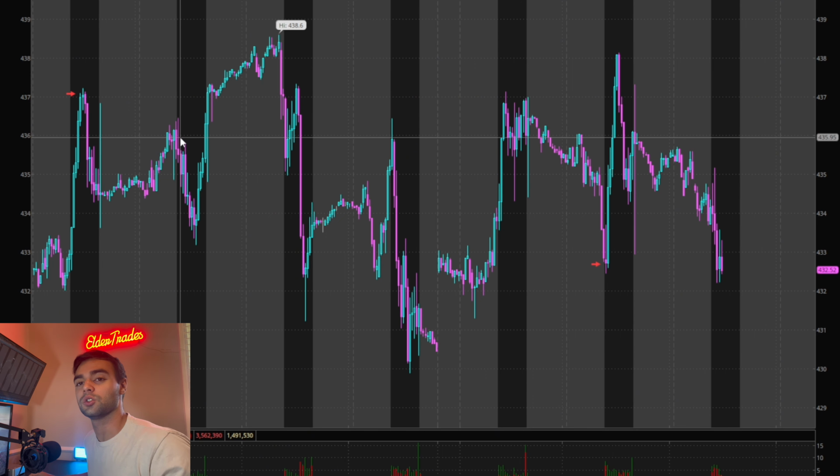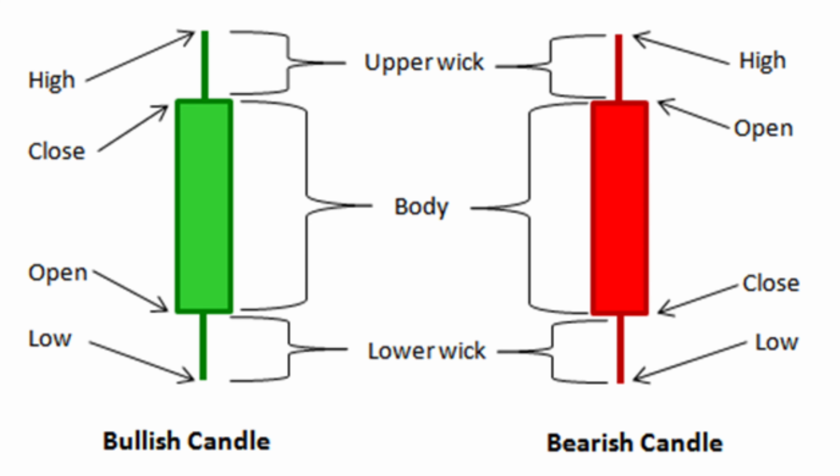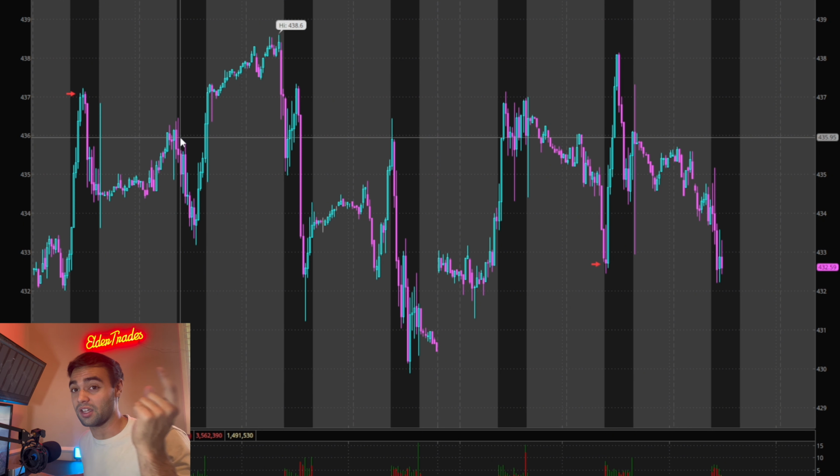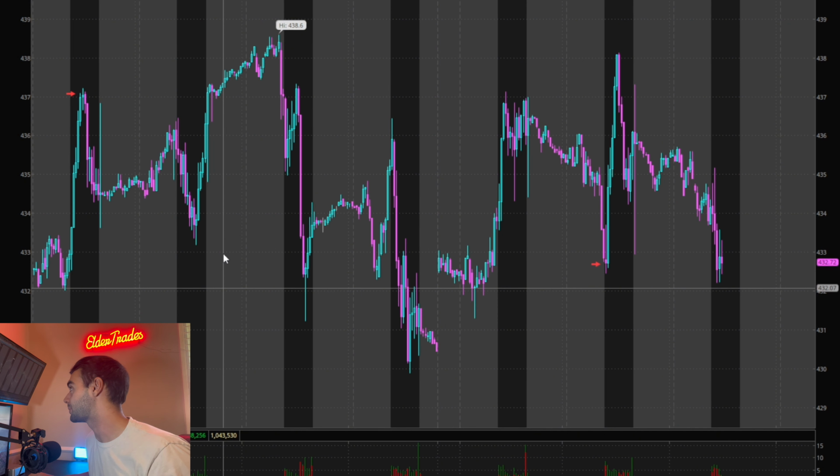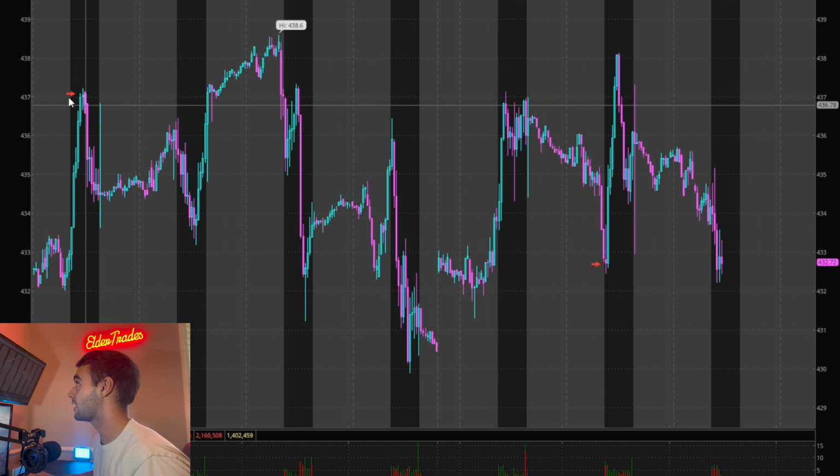What you need to do to learn how to draw supply and demand zones is one, know what a candle body and wick are. I'll put that on the screen right now. Two is you need to find a neutral candle, again on the screen right now. And three is you got to know how to trade them, right? Which I'm going to show you at the end of the video. Let's look at SPY here, for example, where I have this arrow drawn. See, we have a neutral candle.